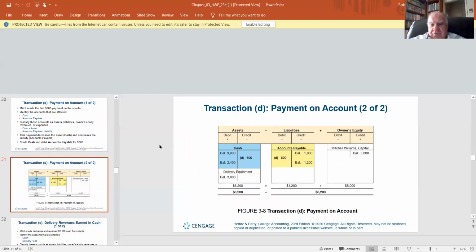And again, after each transaction, we're going to go to our accounting equation and see that we're in balance now. Nothing changed except the cash here. This was our cash expenditure, $600 credit. That reduced cash and accounts payable, which has a credit balance. The debit reduced it.